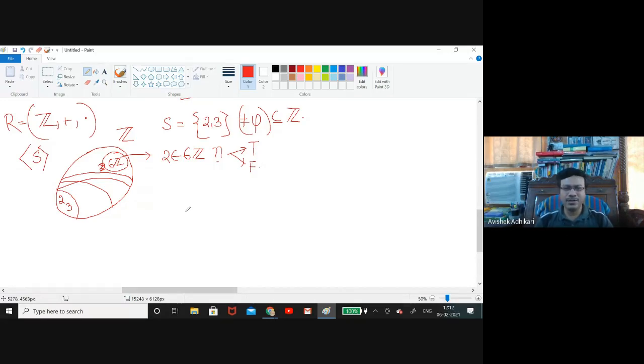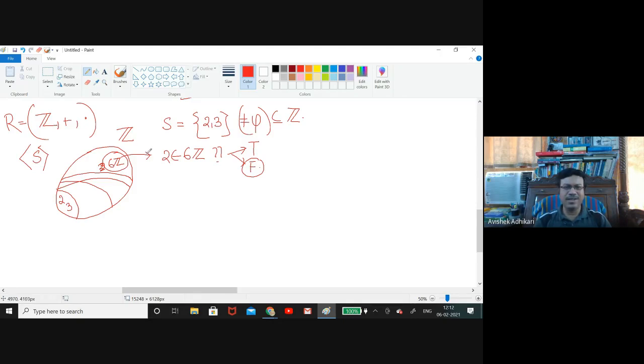So 2 is false. So 2 does not belong to 6Z. So Nikita, you gave the answer 6Z, right? So it's basically for competitive exams, this kind of thing actually leads to some wrong impression.